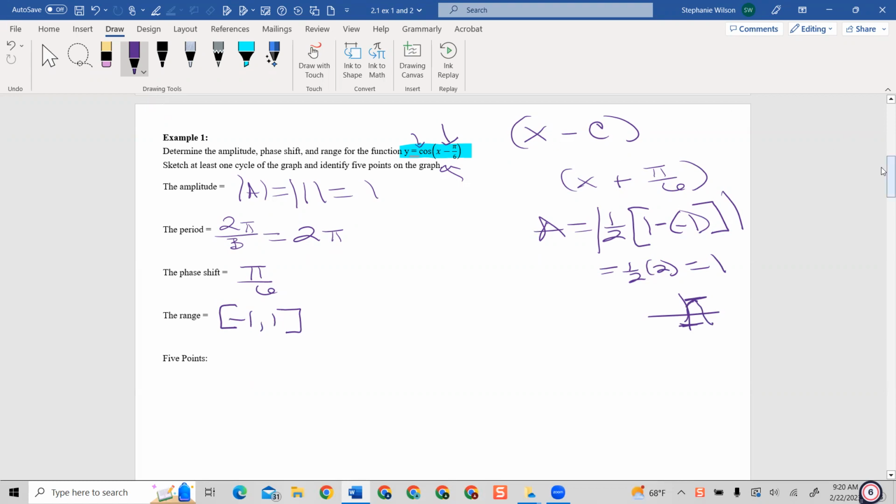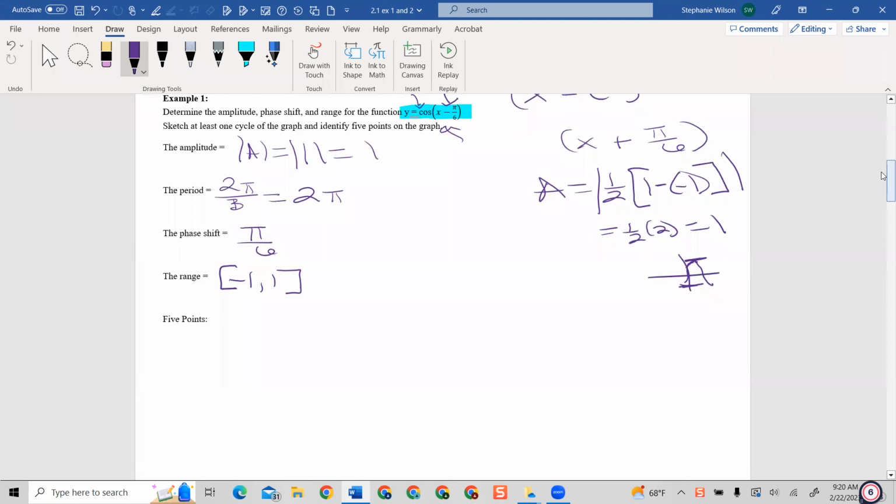Okay, so this is where the period is important. Whenever I go to find the 5 points, we know that the cosine started at 0, 1, correct? However, we have all this other stuff going on, so this is going to change where everything sets out on the graph. Does that make sense?